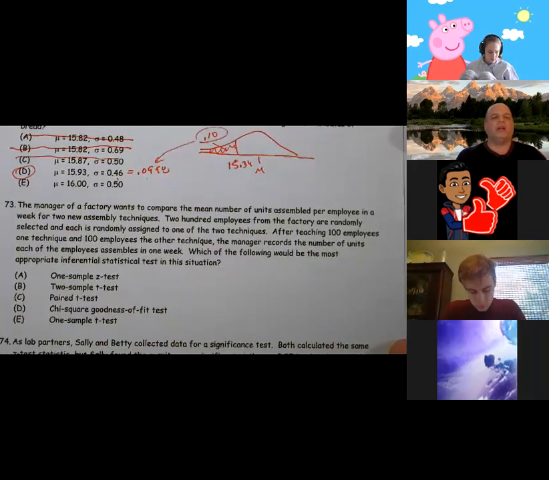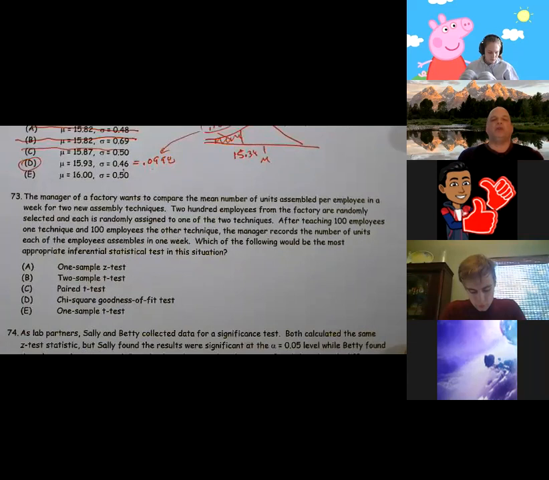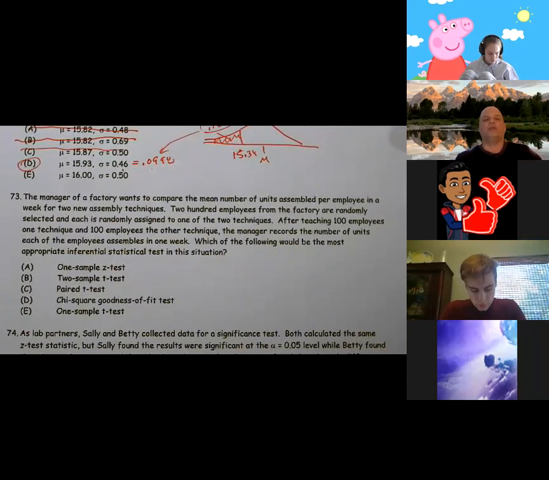All right, problem number 73. The manager of a factory wants to compare the mean number of units assembled per employee in a week for two new assembly techniques. 200 employees from the factory are randomly selected, and each is randomly assigned to one of the two techniques. After teaching 100 employees one technique and 100 employees the other technique, the manager records the number of units each employee assembles in a week. Which of the following is the most appropriate test? Well, first off, we don't know the standard deviation, and we have two independent groups.